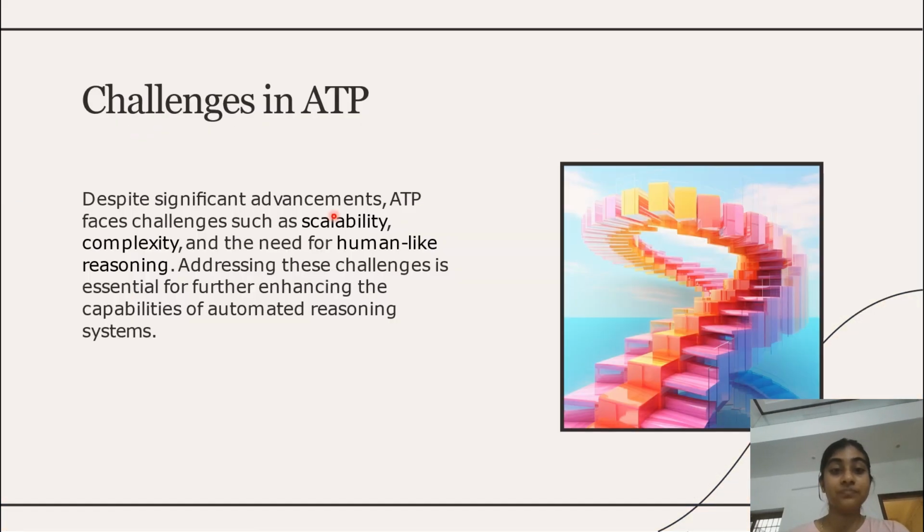So, challenges in ATP. One of the biggest challenges in ATP is scalability. As problems become more complex, the time required to find a proof increases, like n to the power 2, 3, 4, 5. So scalability is a challenge for ATP, and it also struggles with reasoning the way humans do.